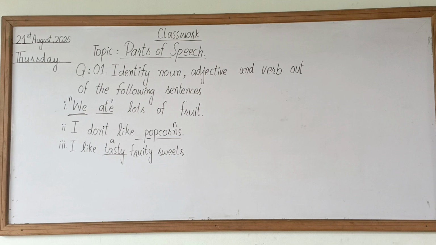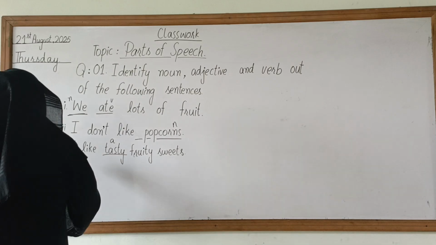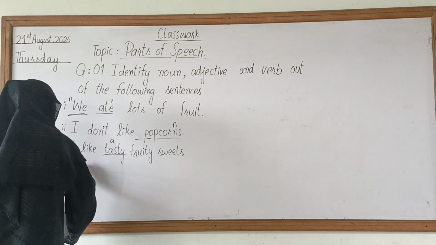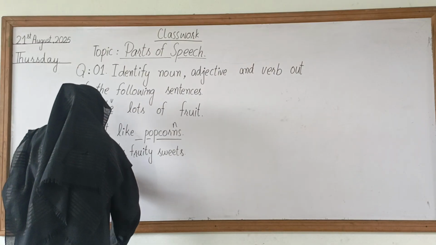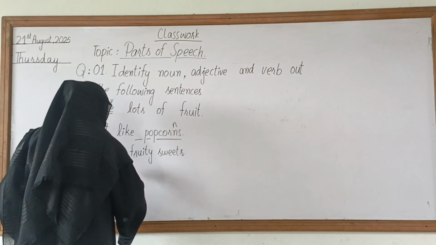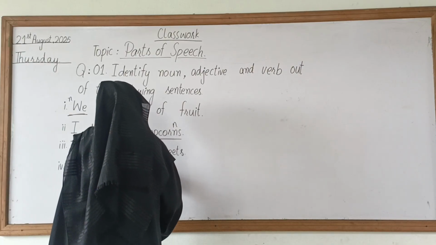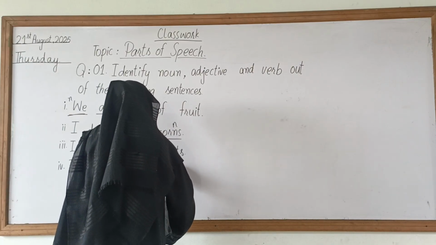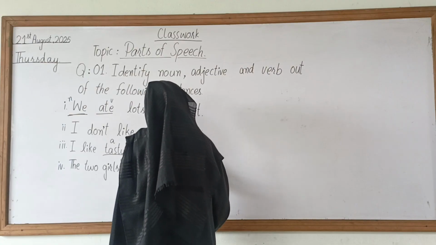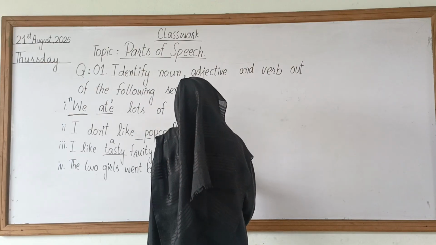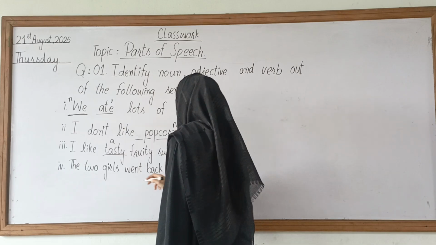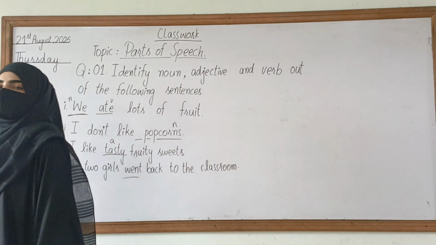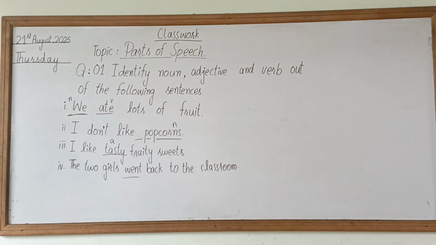So sentence number 4 is: the two girls went back to the classroom. Okay. The underlined word in this sentence is went. Now you all will be telling me what went is.